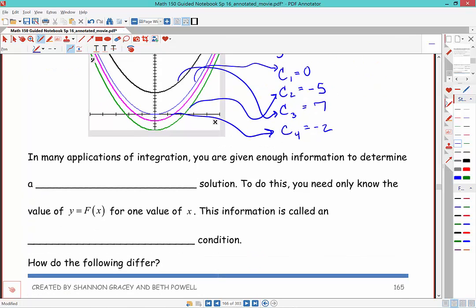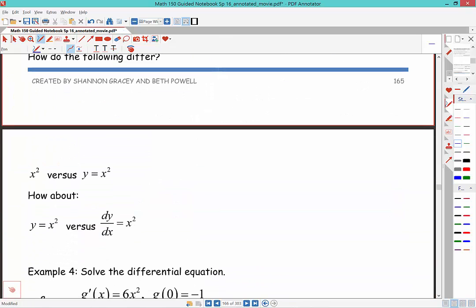So in many applications of integration, you're given enough information to determine a particular solution. To do this, you need only know the value of y equals capital F of x for one value of x. This information is called an initial condition. So let's think about this. How do the following statements differ?